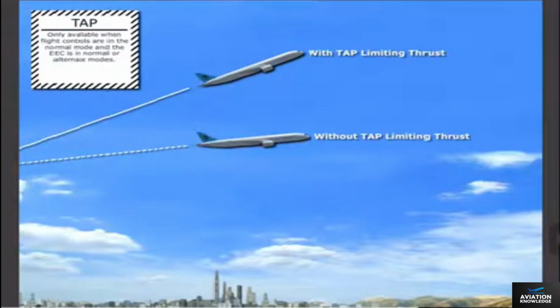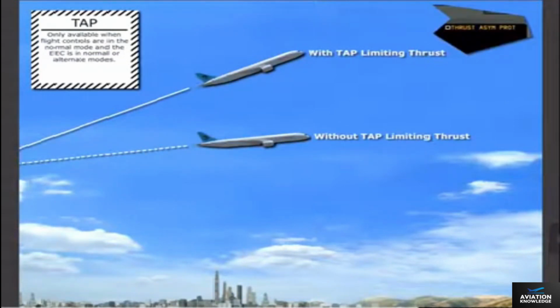TAP is only available when the flight controls are operating in normal mode, and the EEC is in normal or alternate modes. If the TAP function is inoperative, the ICAS advisory message Thrust Asymmetry Protection is displayed.